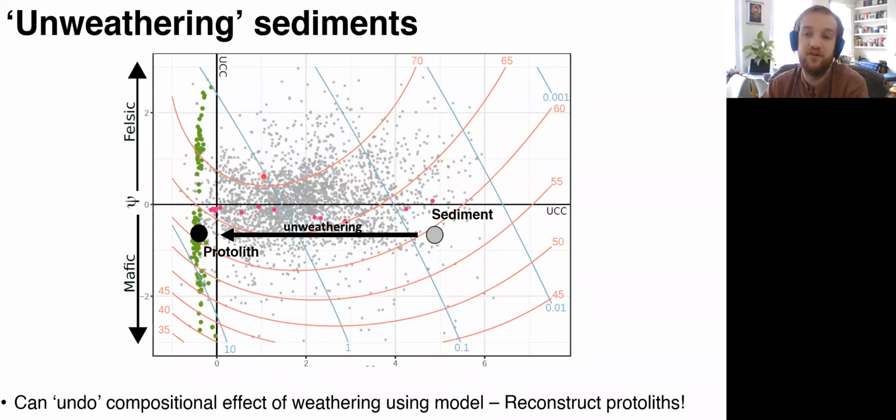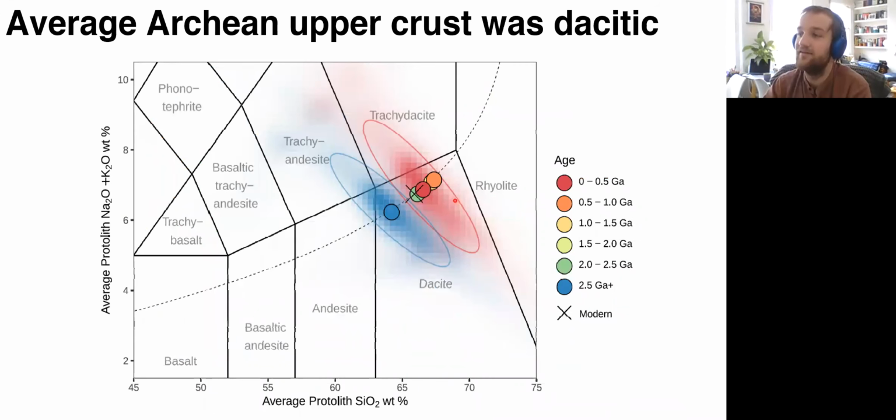So what this means is we can actually undo the compositional effect of weathering to reveal the composition of protoliths. So here, displayed on a plot are the protoliths which we've calculated, the average protolith for sediments in our data set going back in time. The circles correspond to different ages. Dark blue is 2.5 billion years and older, and the red is the Phanerozoic, and the black cross here is the estimate of the UCC as averaged by surface sampling.